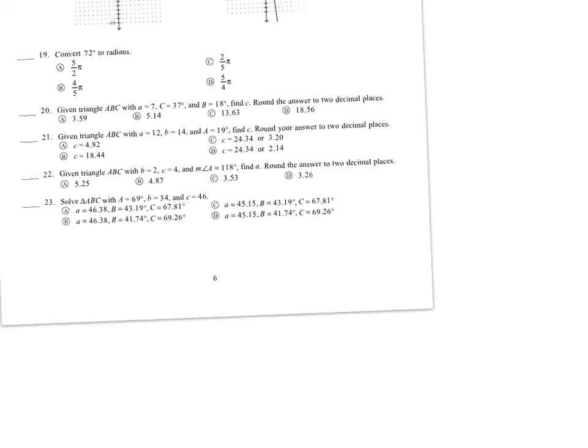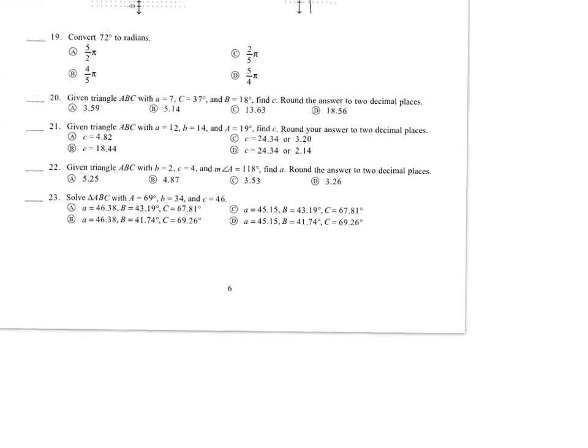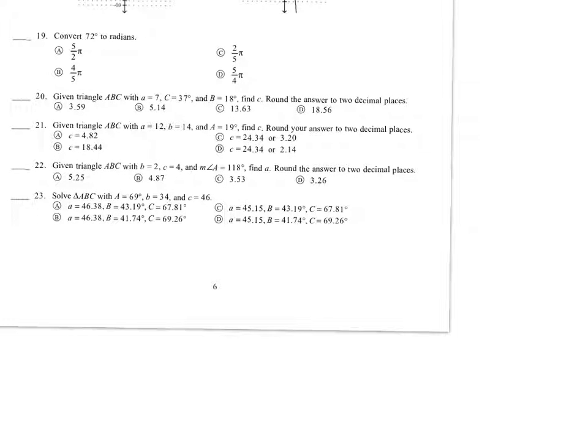For number 20, actually for 20, 21, 22, 23, we have some triangles to solve. I'm going to choose a couple of these to do out for us. So I've got triangle ABC with small a equal to 7, big C is 37 degrees, and big B is 18 degrees.